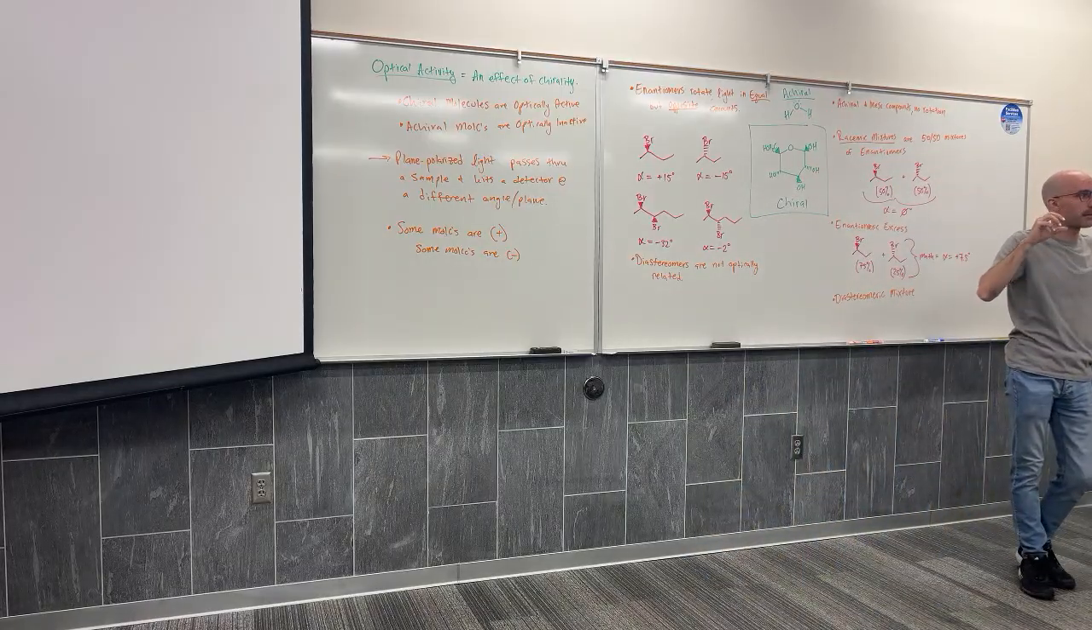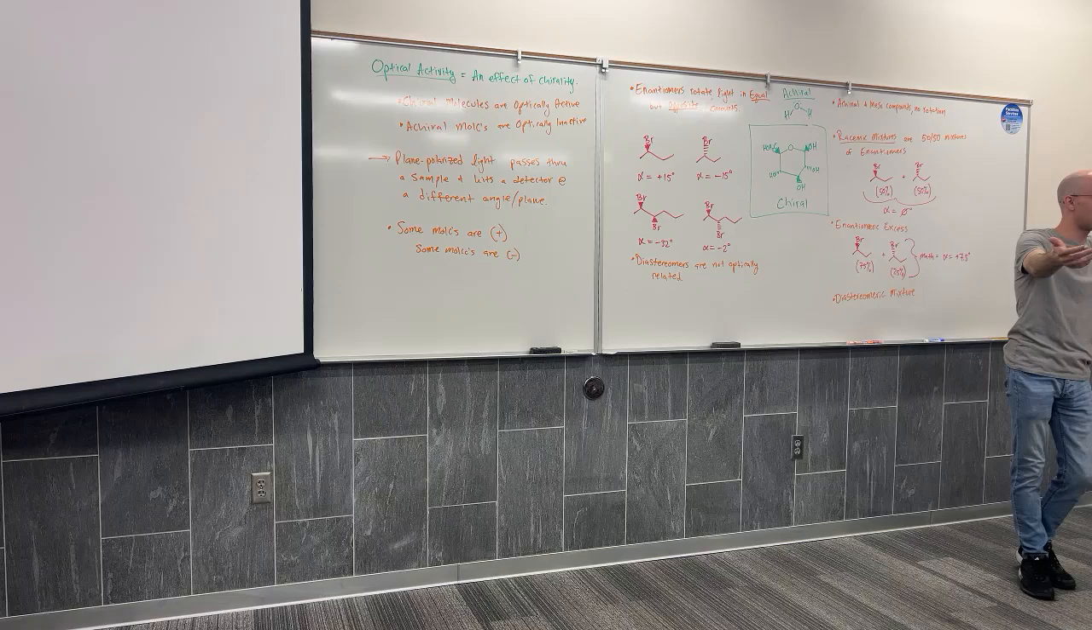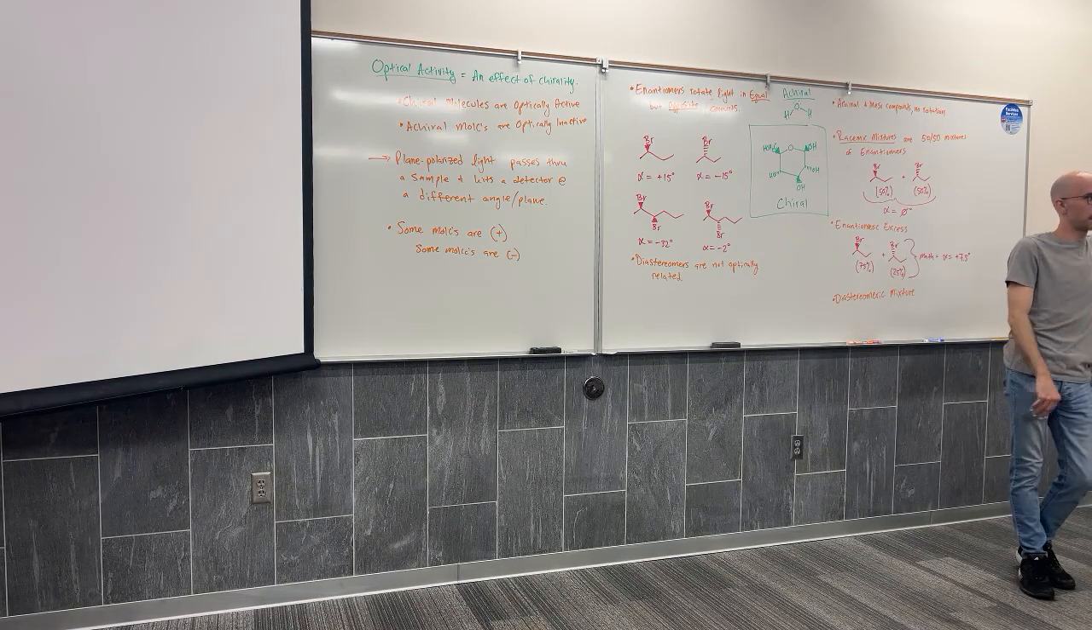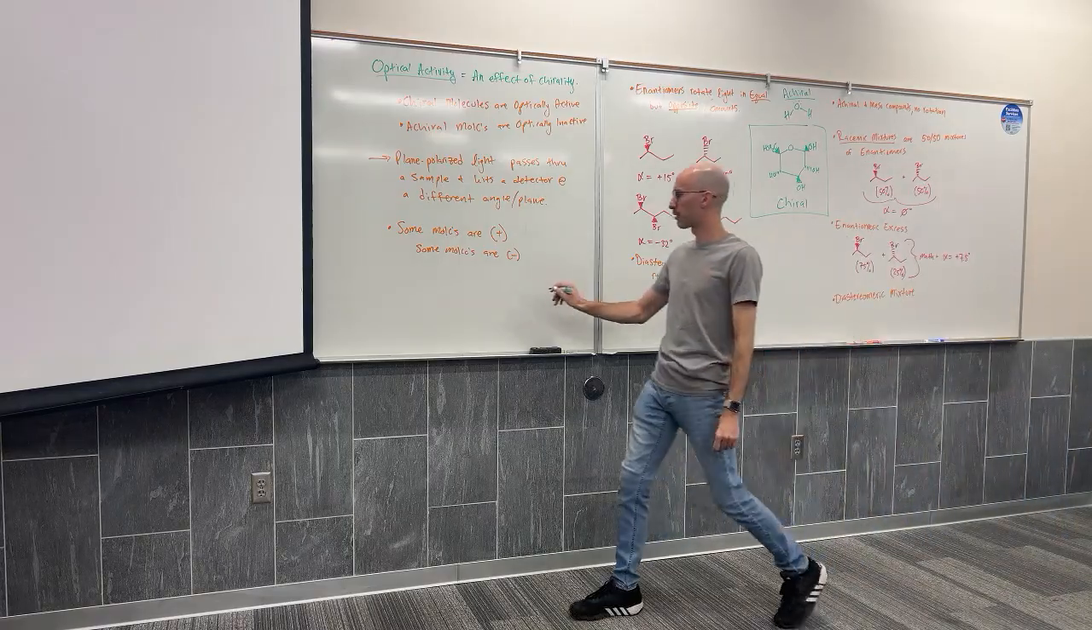So if I have a more concentrated sample, then there is more of that compound to interact with the light, and it will rotate the light more. If I have a longer path length, then the light has to travel through more of that sample before it hits the detector, and it will rotate more. So actually, these are very similar to Beer's law.